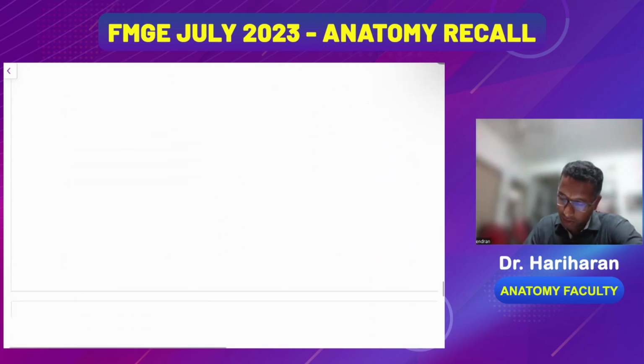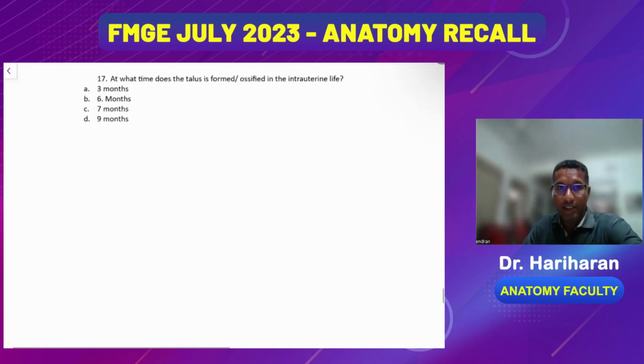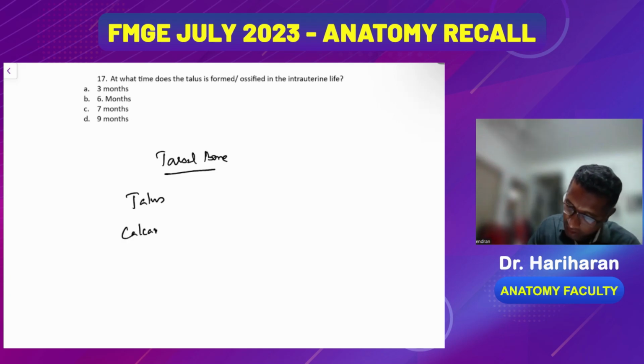When coming to the next question: at what time is the talus formed? This is very simple and straightforward. If you know the answer, you can answer it well; otherwise, it is very difficult. If you see the tarsal bones, there are three bones: one is the talus, another is the calcaneum, and another is the cuboid.